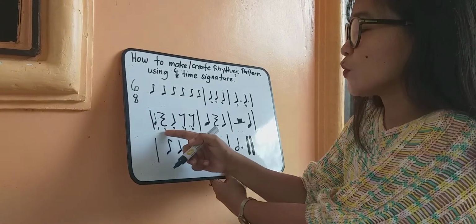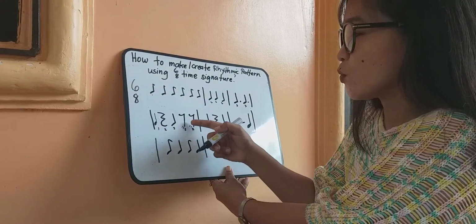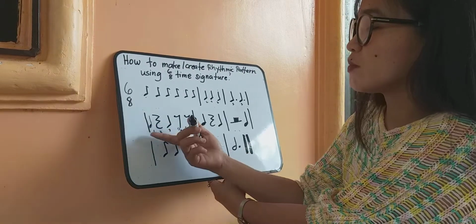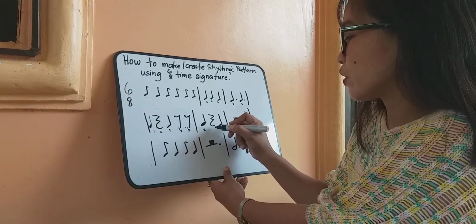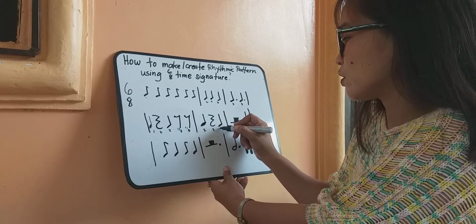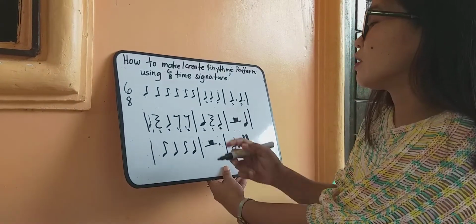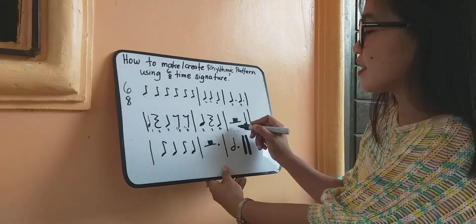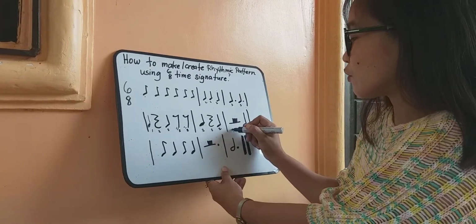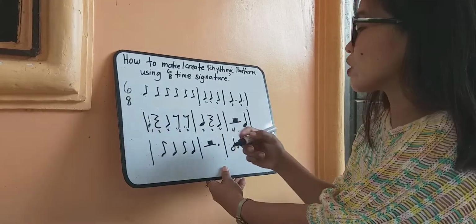So, 1, 2, 3, 4, 5, 6. 1/2, 1/2. A total of 6 counts. Quarter note is 2 counts. Quarter rest is 2 counts. Quarter note is 2 counts. A total of 6 counts. And then half rest is 4 counts in a 6/8 time signature.